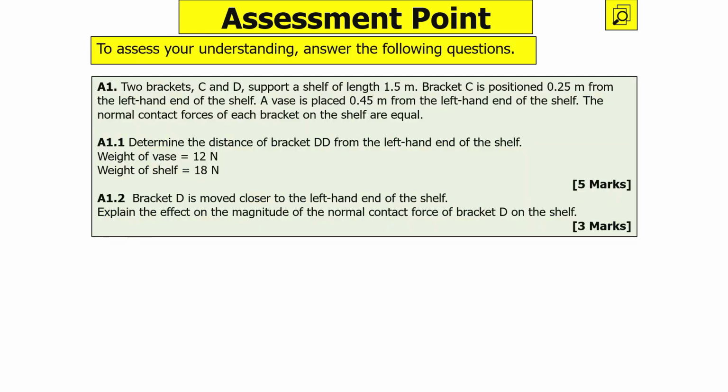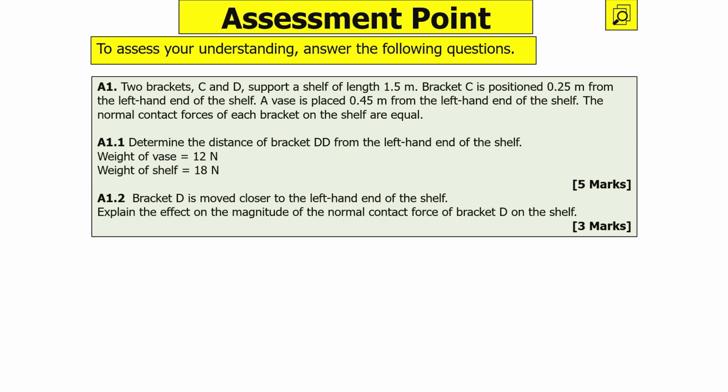Now, two brackets C and D support a shelf of length 1.5 meters. Bracket C is positioned 0.25 meters from the left-hand end of the shelf. A vase is placed 0.45 meters from the left-hand end of the shelf. The normal contact forces on each bracket on the shelf are equal. So, determine the distance of bracket D from the left-hand end of the shelf, with the weight of the vase being 12 newtons and the weight of the shelf being 18 newtons.